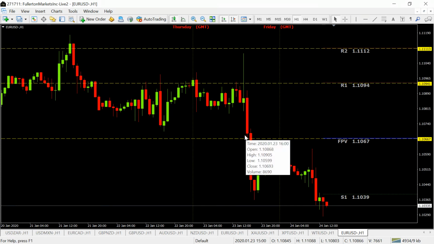All right, stayed there for a while in that area. Came over here, started another candle, the next hour. And there were enough sellers in the market that they pushed well below that. Now you've got another bearish candle that has broken through this daily pivot point.